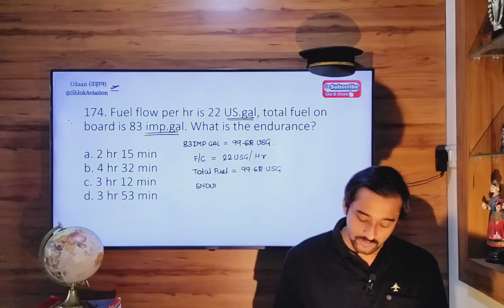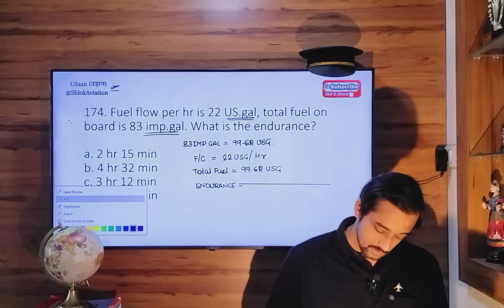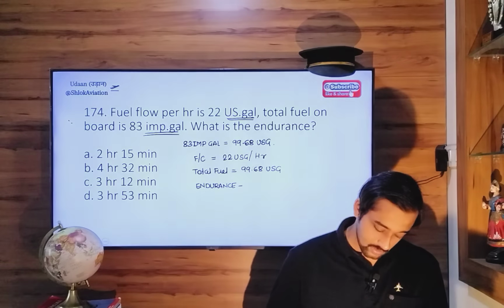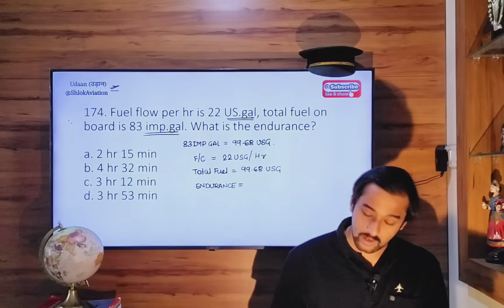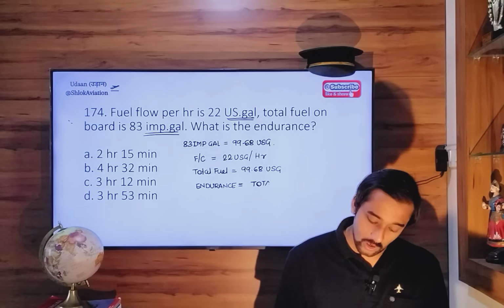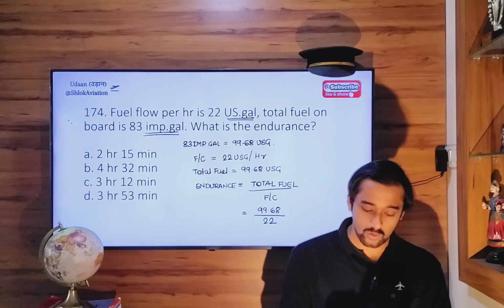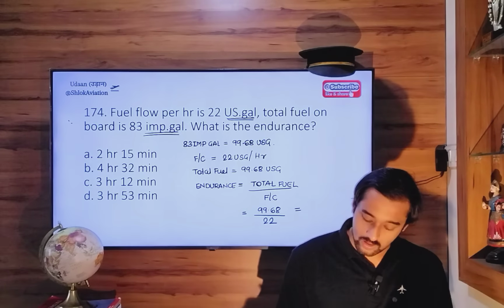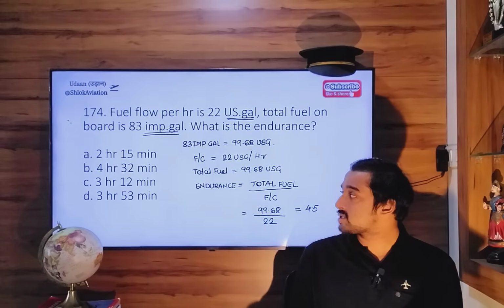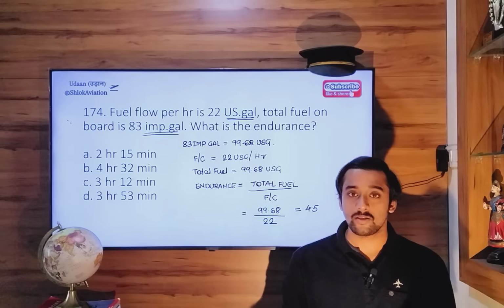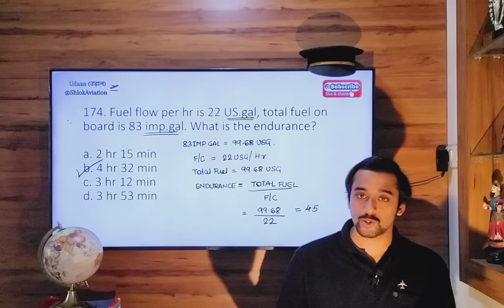Endurance will be equal to total fuel on board divided by fuel consumption rate. So 99.68 divided by 22 is 4.5. That means endurance is 4 hours 31 minutes. So option Bravo is the closest option.